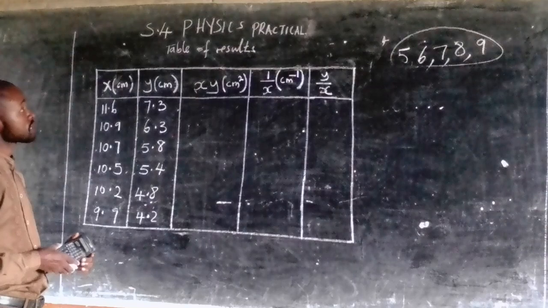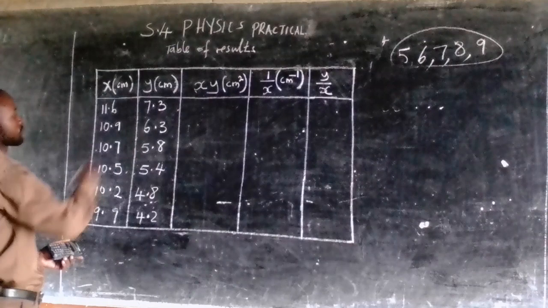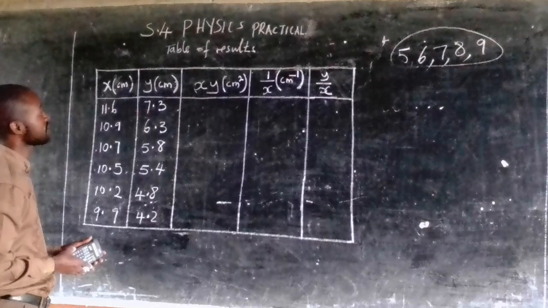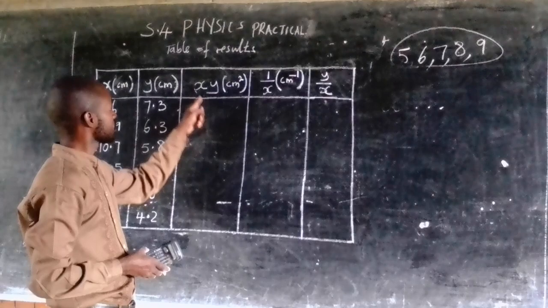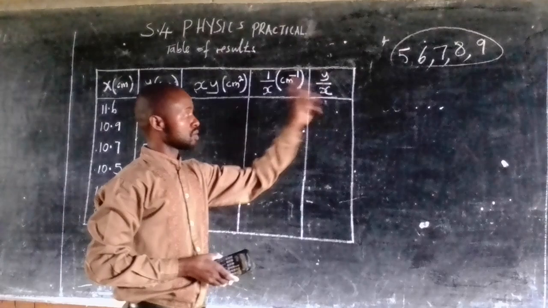These are values which are given from a certain experiment. We have the value of x in centimeters, y in centimeters, and we are required also to fill this column for x times y, 1 out of x, y out of x.